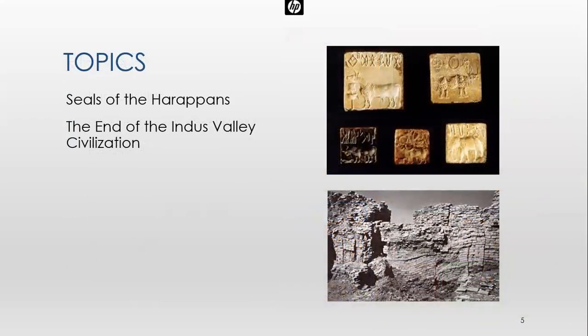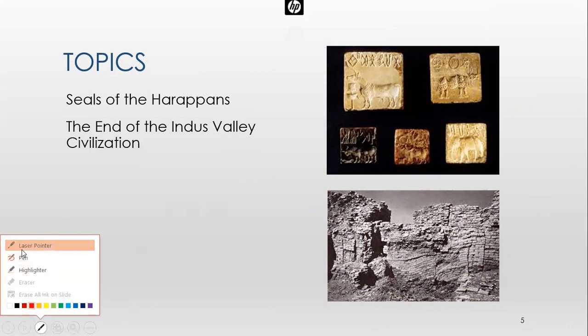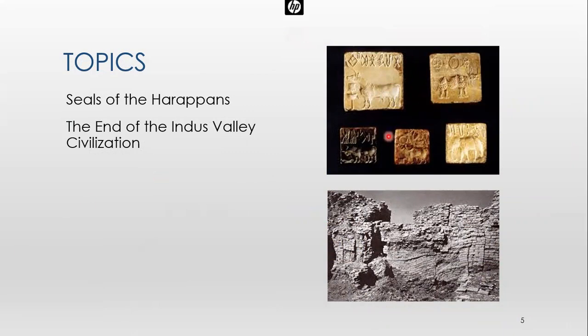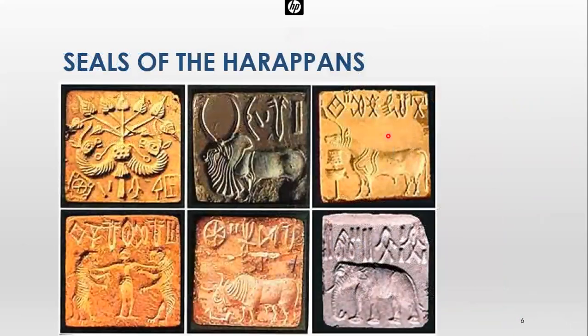This week, right now, we're going to do the seals of the Harappans and the end of the Indus Valley civilization. These are the seals. Now, the seals of the Harappans.